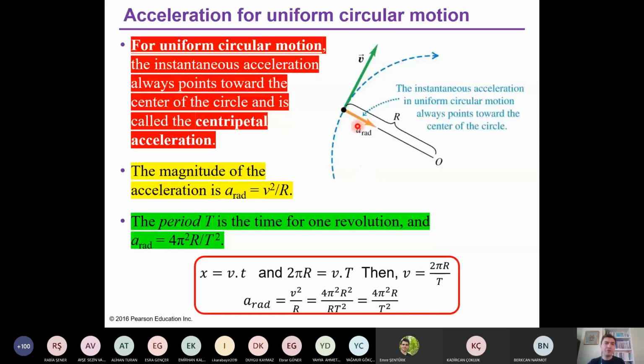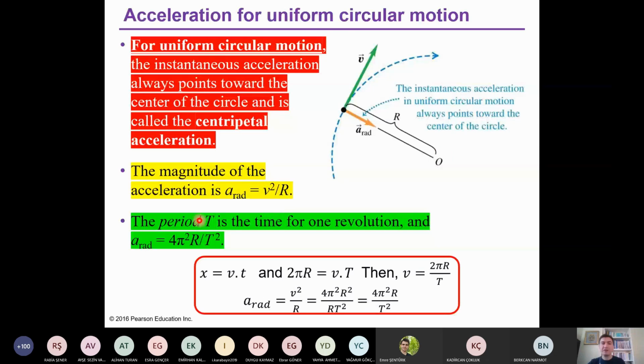So for uniform circular motion, the instantaneous acceleration always points toward the center of the circle like this. It is called the centripetal acceleration. The magnitude of this acceleration we have already calculated in the previous transparency. A radial is given by v square over r. This is the radius of the circle, and this is the velocity of the particle.